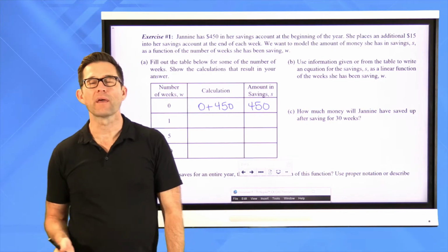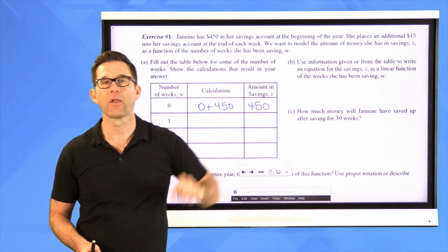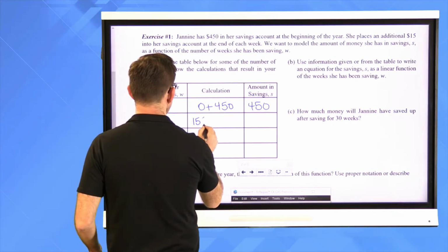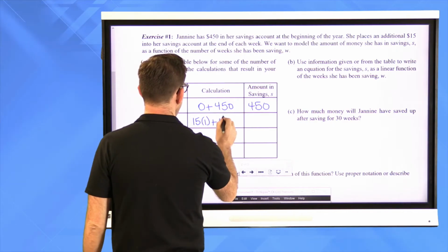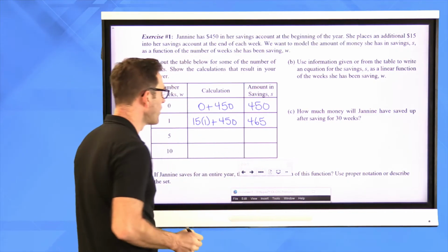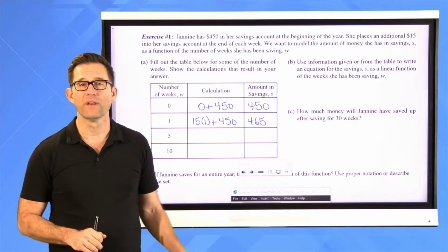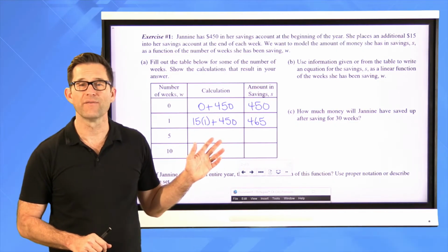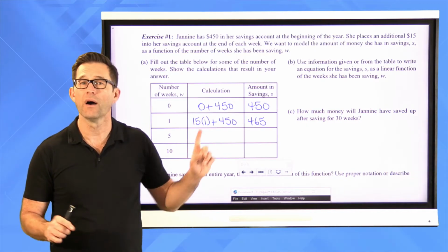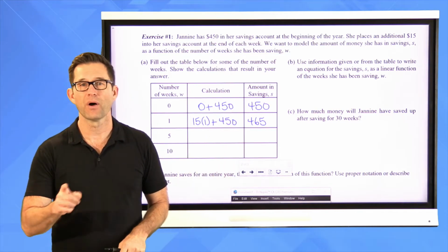Now, after 1 week, how much does she have? Well, we know at the end of each week, she is putting $15 into her savings account. I've done that only one time, but just to be clear, that would be 15 times 1 plus 450, which would be $465 at the end of 1 week. Awesome. How about you pause the video now and figure out how much she's got at the end of 5 weeks and at the end of 10 weeks. And again, even though you probably don't need to, go ahead and write out the calculation. That'll help us think about what our linear function should be. Pause the video now.